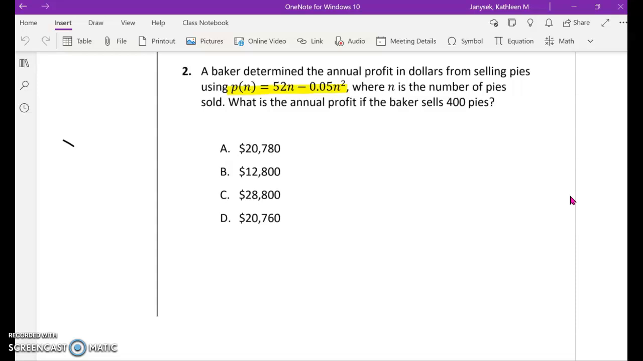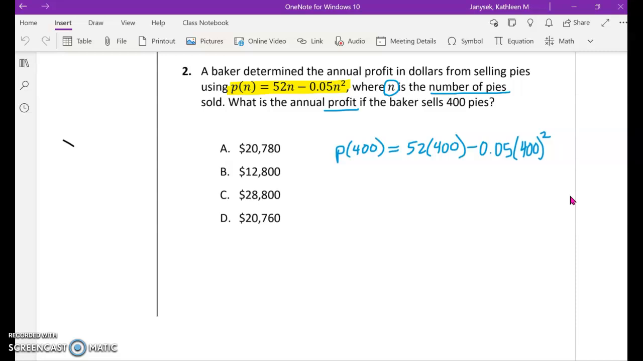Notice they didn't use x this time. There's our function. So this time it's saying that n is the number of pies. Keep that in mind. And p is the profit. So that's what we're trying to find. What's the profit if the baker sells 400 pies? So anywhere there is an n, we're going to replace it with 400. So P of 400 is equal to 52 times 400 minus 0.05 times 400 squared.